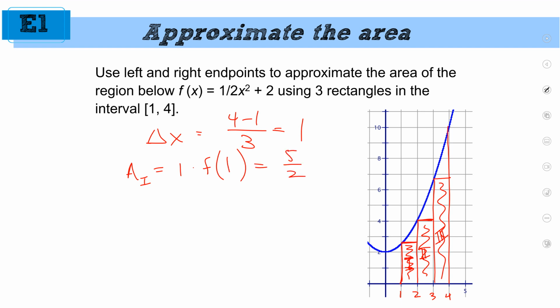Let's stop there for a second. Any questions? Nope. Beautiful. Area of region 2. Delta x didn't change. It's still 1. The middle rectangle, I went up the left-hand side, f of 2. What's f of 2? 4.